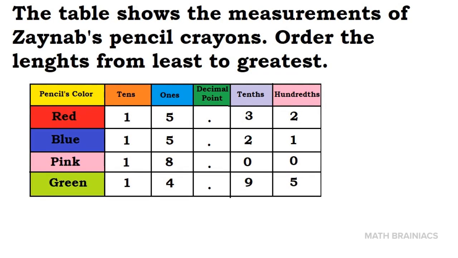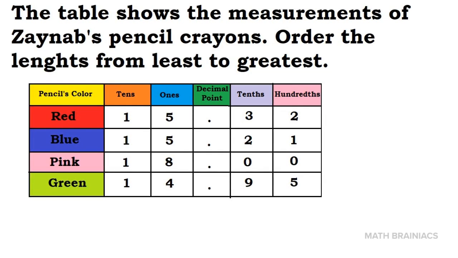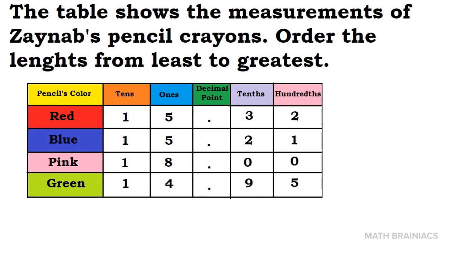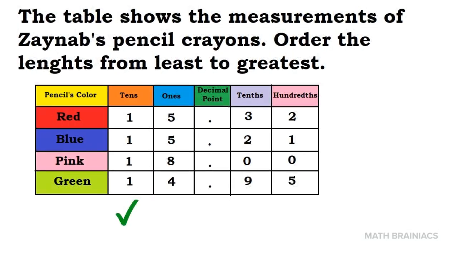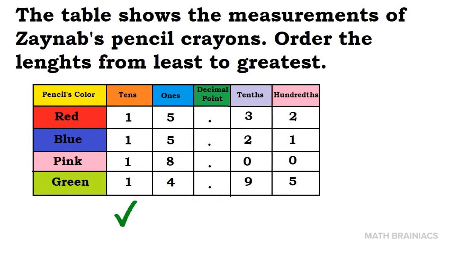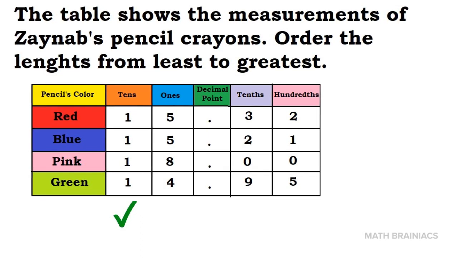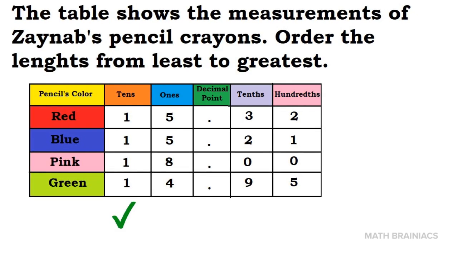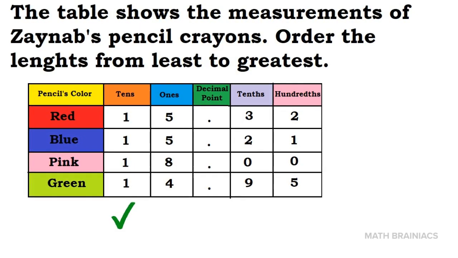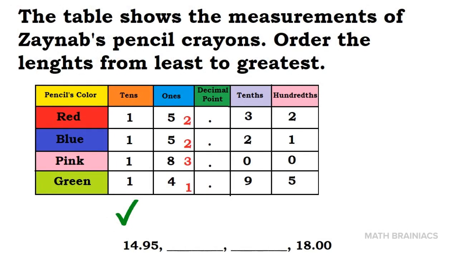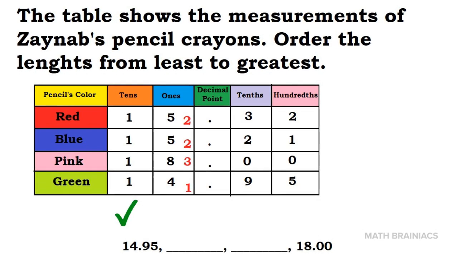The table shows 4 crayons, the red, blue, pink, and green. And each crayon has a different measurement. Considering the values from the table, you can see that the lengths of each pencil crayon are lined up by their decimal points. Comparing the digits from the greatest place value, which is tens, all the numbers are the same. Let us move to the place value next to the greatest place, which is the ones.